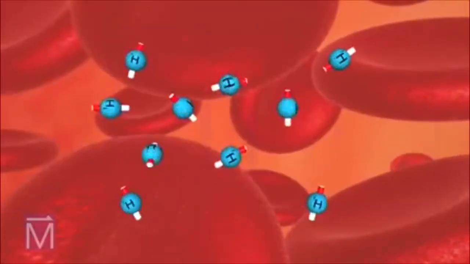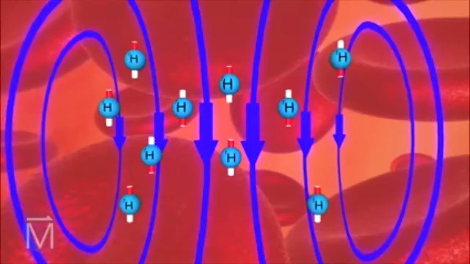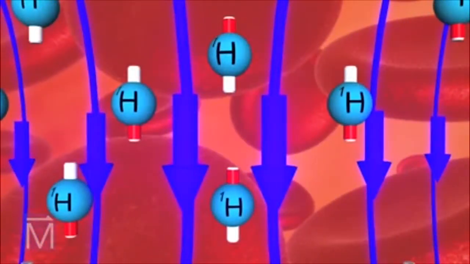Suddenly, the axes of the hydrogen protons realign with a powerful magnetic field and spin, just like a top, at a specific frequency, its resonance frequency, that is a function of the strength of the magnetic field, represented here by blue lines. Half the protons face in the direction of the field and the other half in the opposite direction.